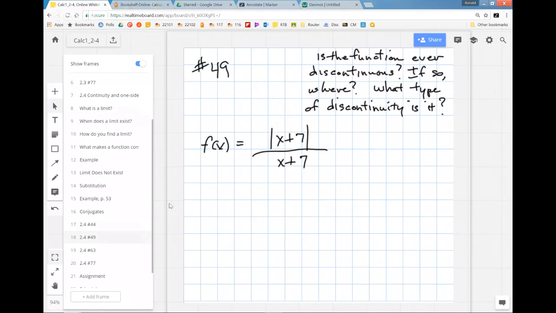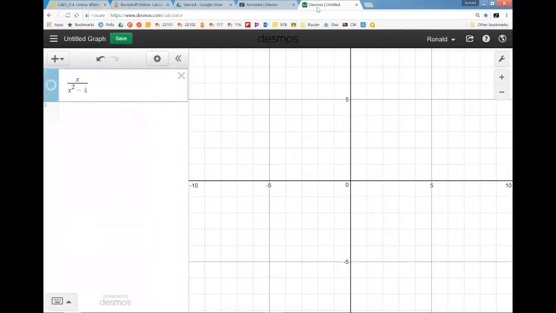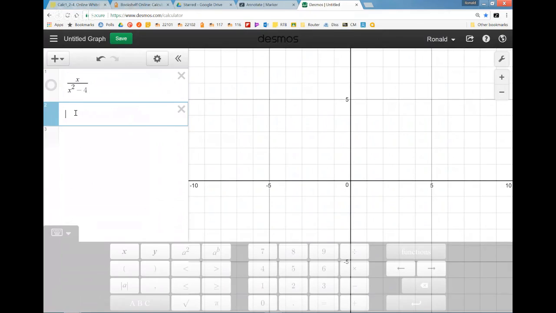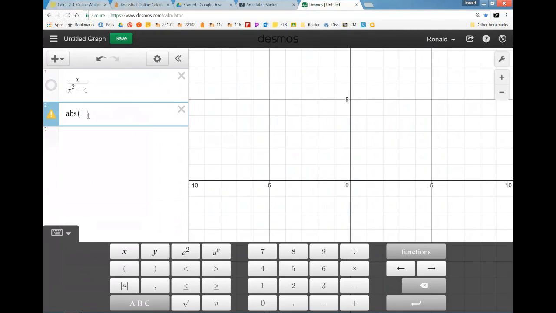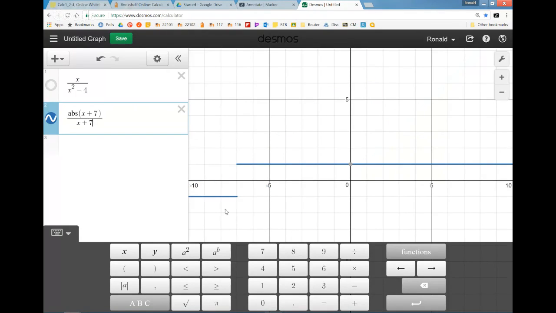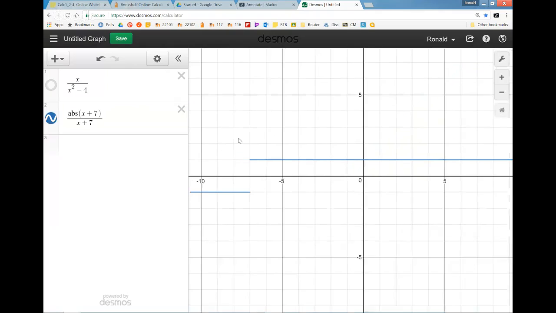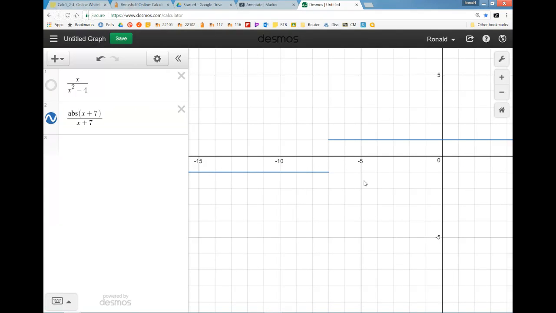So here, let's just graph that. Absolute value of x plus 7 divided by x plus 7. You see what's going on there. We have a jump discontinuity. The left side never meets the right side. Okay? And where does it occur? At -7, because if you plug in a -7, you're going to get division by 0, which you can't have.